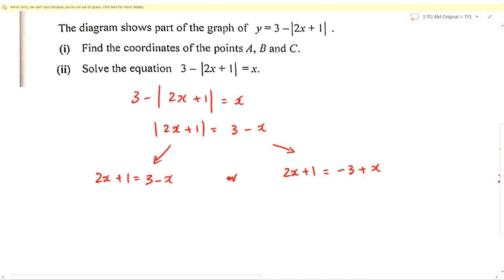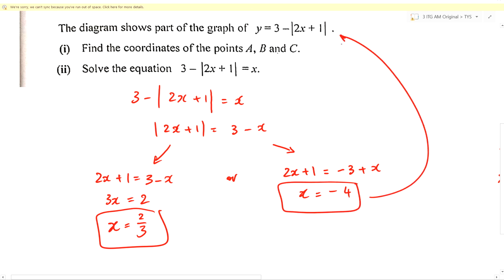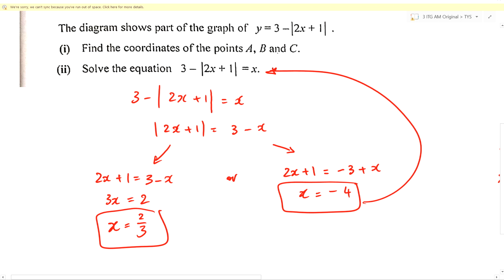At the final step, we just need to check whether both answers make sense. So here we have 3x equals 2, x is 2 over 3. The other possibility, x equals negative 4. At this stage, we have to substitute both of these values into the original equation to see whether it is correct. So now, checking.